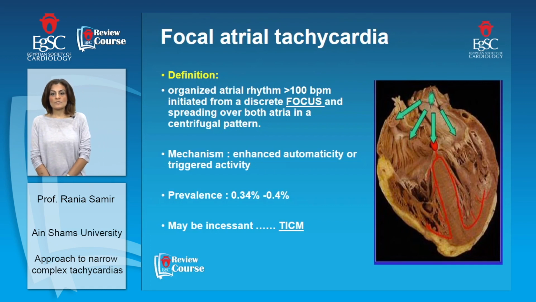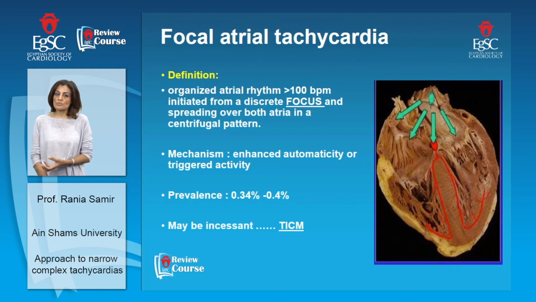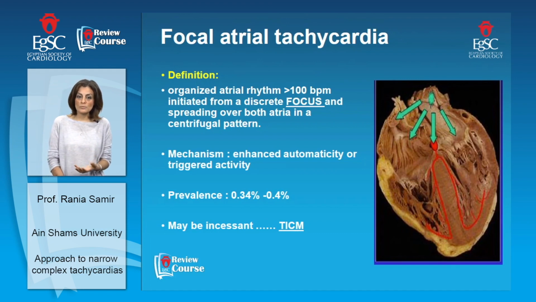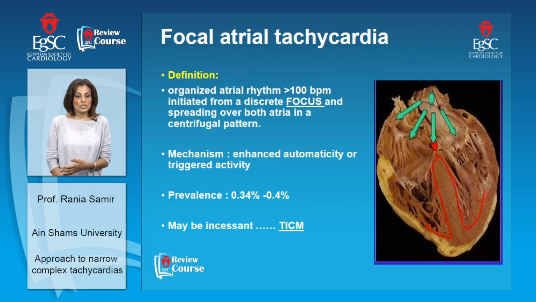The mechanism of this tachycardia is either enhanced automaticity or triggered activity, and depending on the mechanism, focal atrial tachycardia presents itself differently. When it's enhanced automaticity, it's usually an incessant and persistent tachycardia, and is difficult to induce by programmed electrical stimulation in the EP lab or during an EP study. If it's due to triggered activity, it has a more paroxysmal nature, so abrupt termination and abrupt initiation.